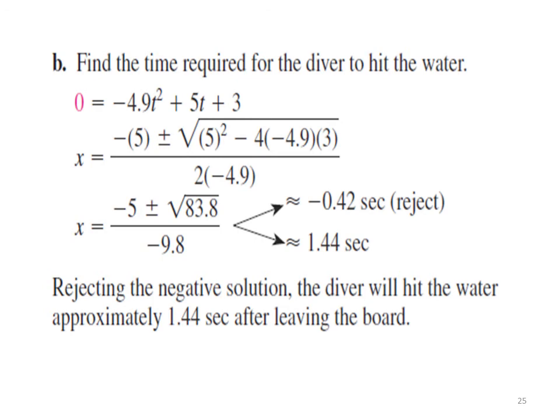Since this is a second degree equation, one way to solve it is to use the quadratic formula. The solution x is equal to -b, or -5, minus or plus the square root of b squared, which is 5 squared, minus 4 times a, which is -4.9, times 3, divided by 2 times a, which is -4.9. The next step, you want to simplify this expression. -5 minus or plus the square root of 83.8 divided by -9.8.